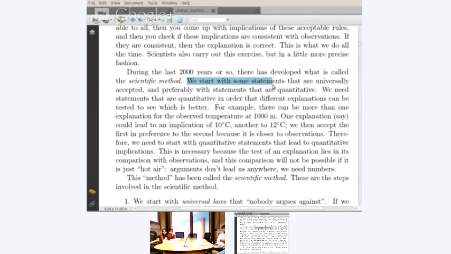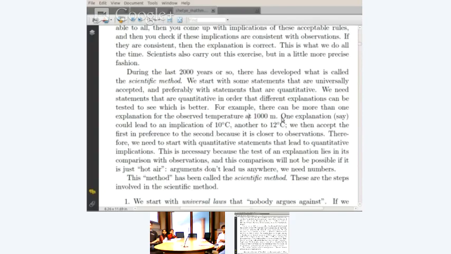We start with statements that are universally accepted, and preferably in the kind of science that we are talking of, physical sciences, with statements that are quantitative, that have numbers associated with them. We need statements that are quantitative in order that different explanations can be tested to see which is better. Because 8.5 is a number. It's a very precise number. So if I have more than one explanation, and it's possible based on the same set of laws, same set of rules, you can come up with different explanations. Then as to which explanation holds, the test to determine that is consistency with measurements or observations.